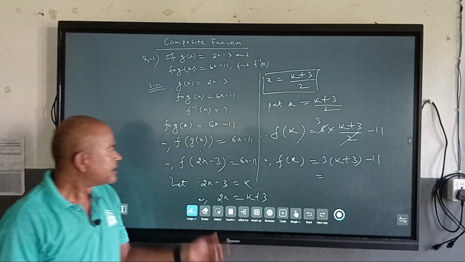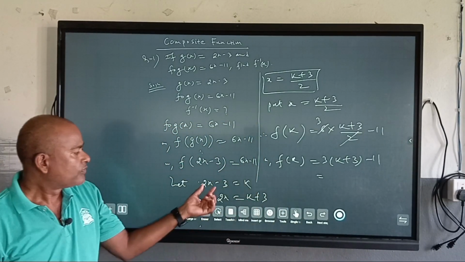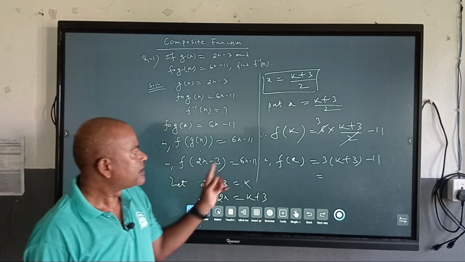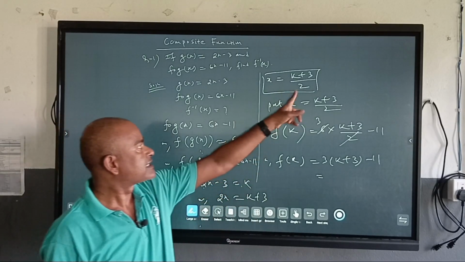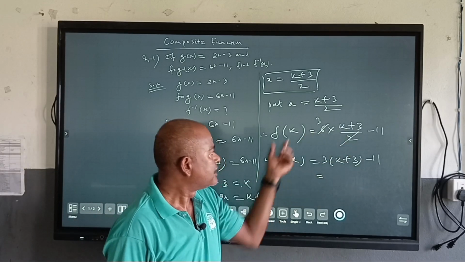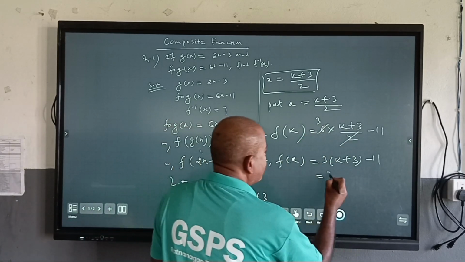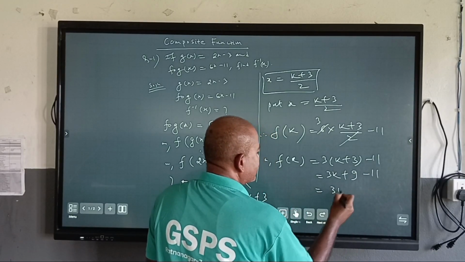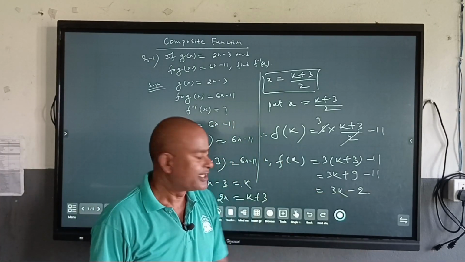So dear students, in the function f of 2x minus 3 equals 6x minus 11, we have replaced 2x minus 3 by k. So we have got f of k equals 6 times x, where the value of x we have got is k plus 3 by 2. So replacing x by k plus 3 by 2, then by solving we get f of k equals 3k plus 3 3s are 9, minus 11. So dear students, by solving this, we get f of k equals 3k minus 2.